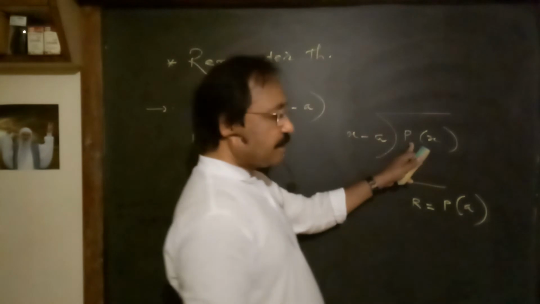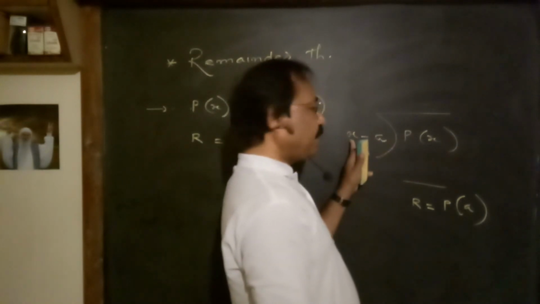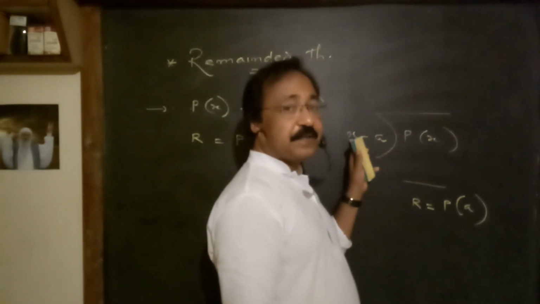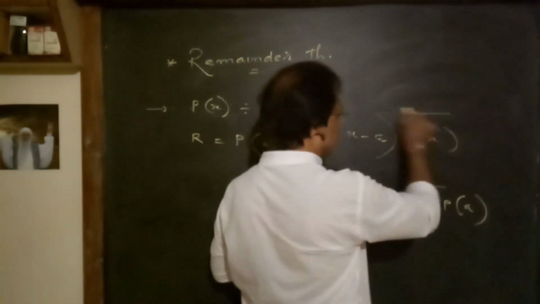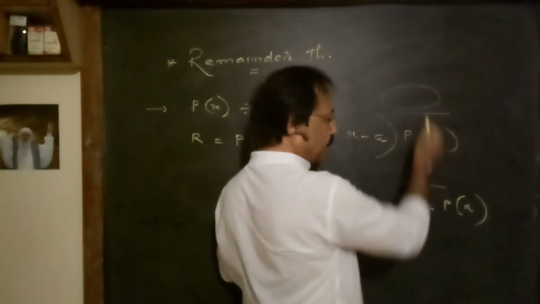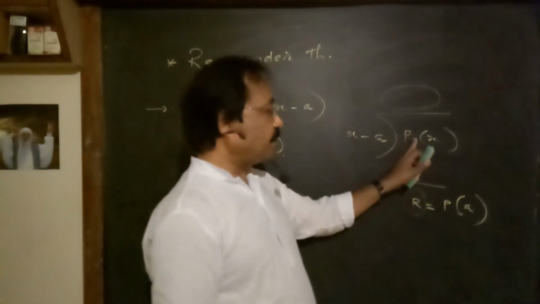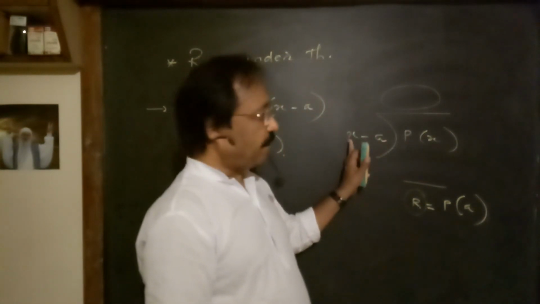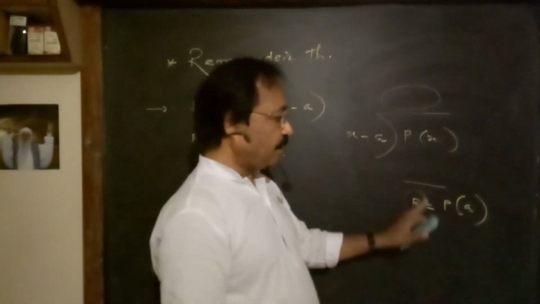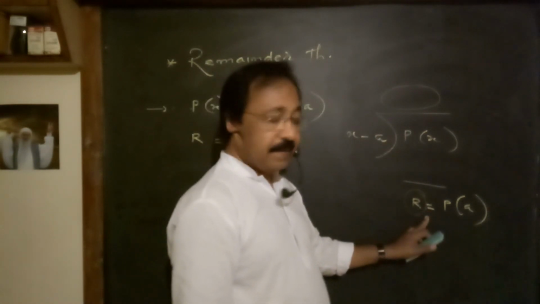What is p of x? It is a dividend polynomial. What is x minus a? It is a divisor polynomial. Here whatever you get, this is called quotient. And here what do you get? That is called remainder. This is dividend, this is divisor, this is quotient, this is remainder.